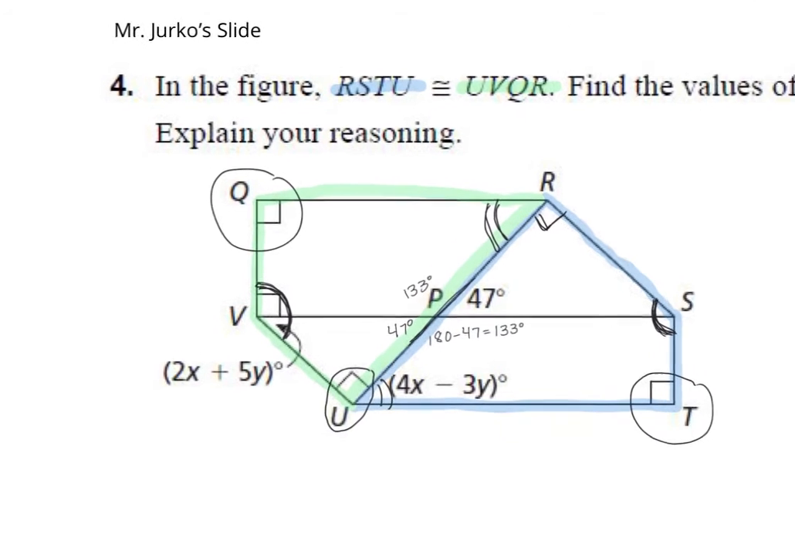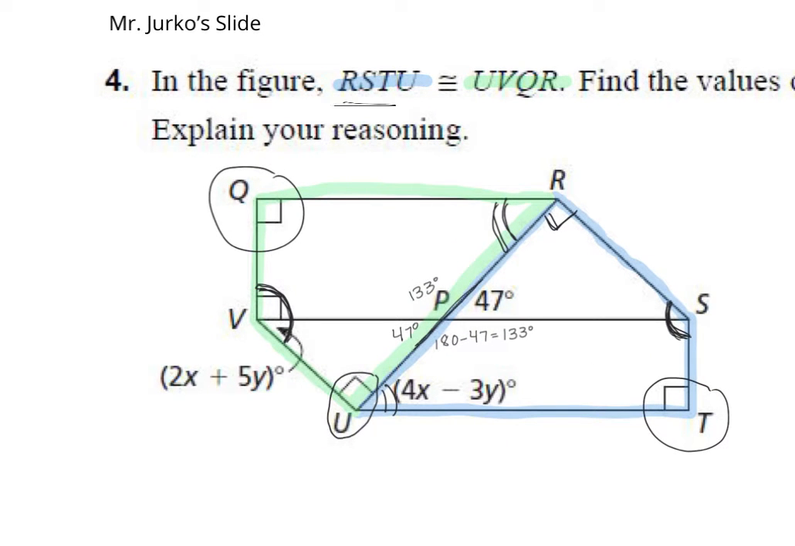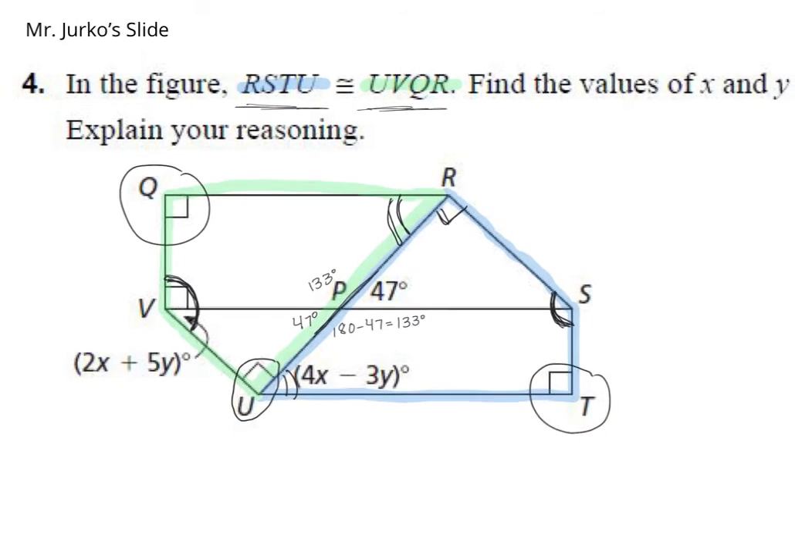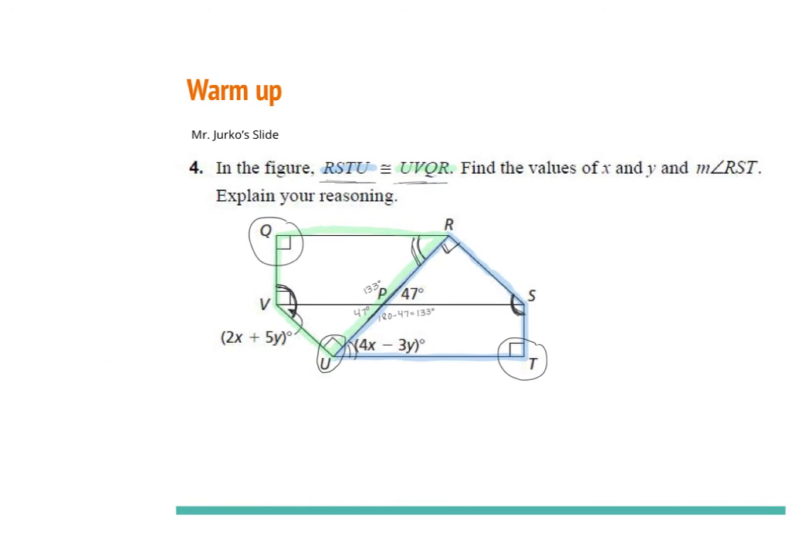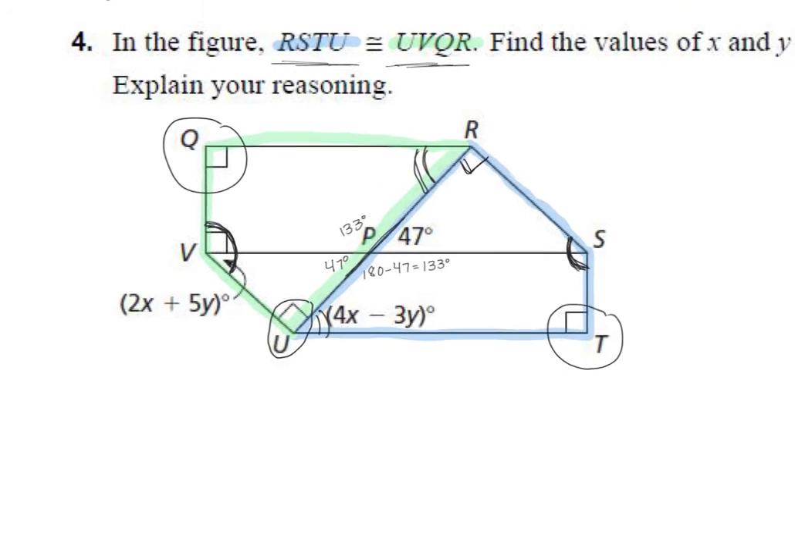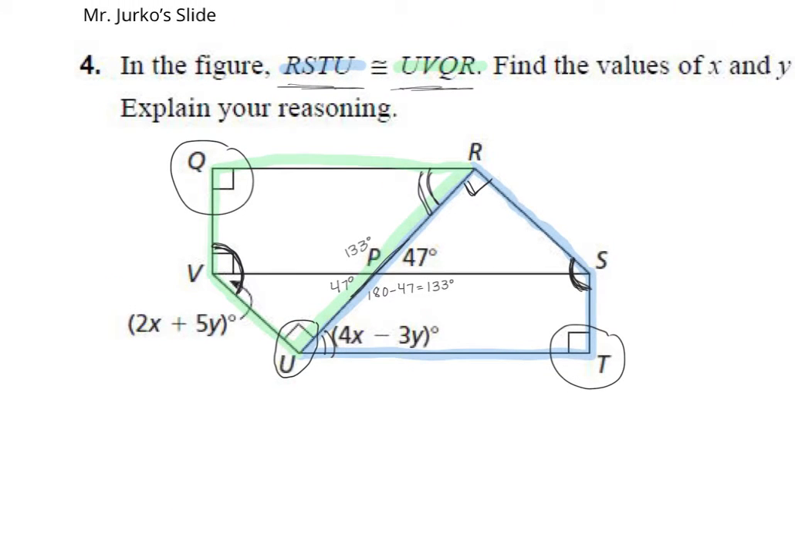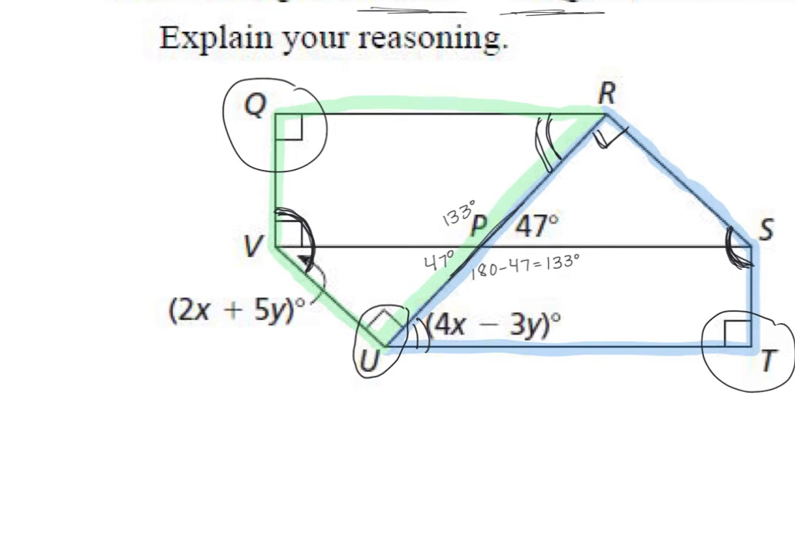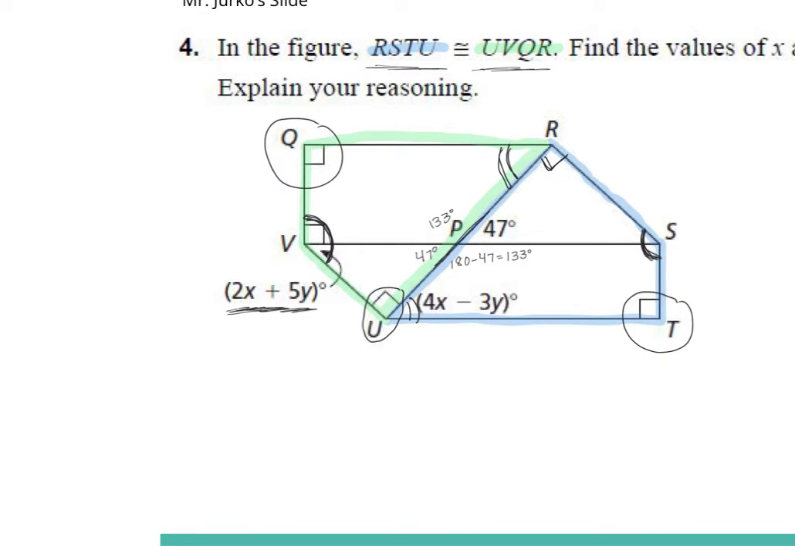Well, I kind of read the question. I read that this figure is congruent to this figure. Okay? Now it wants to find the values of x and y and the measure of angle RST. Explain your reasoning, okay? So x and y, let's use this one first. 2x plus 5y. Can we come up with an equation for 2x plus 5y? Yes, okay?